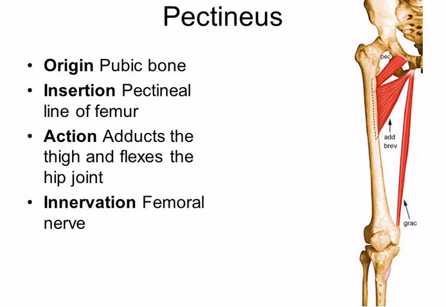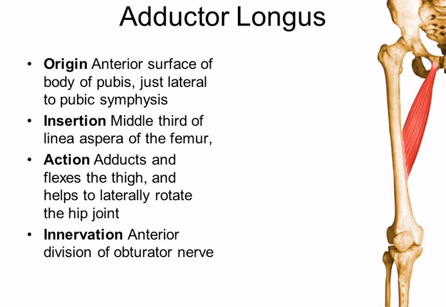Pectineus. Origin: pubic bone. Insertion: pectineal line of femur. Action: adducts the thigh and flexes the hip joint. Innervation: femoral nerve.